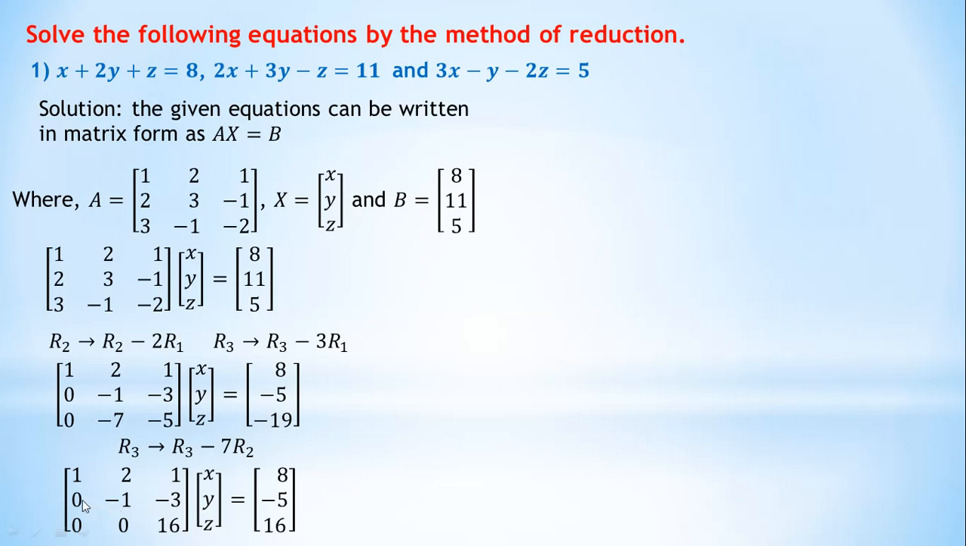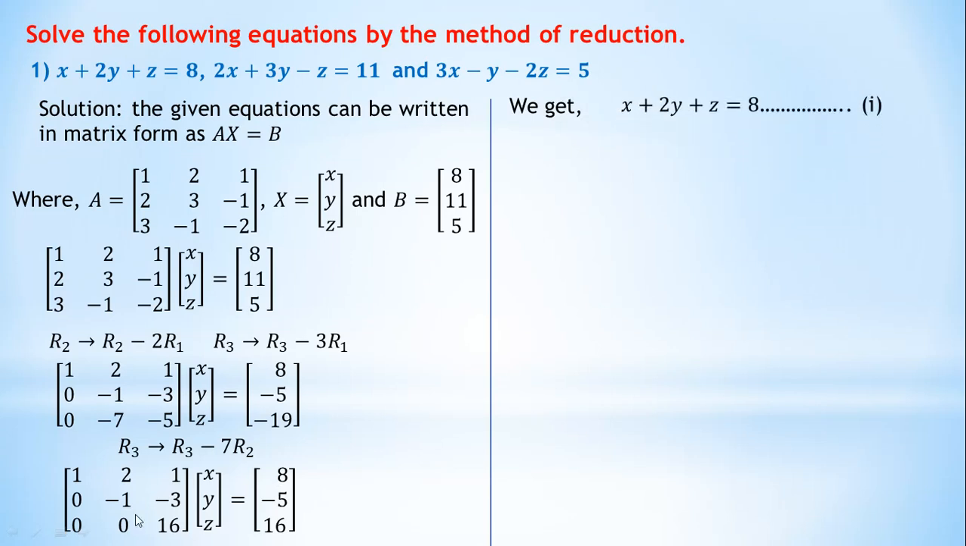So this is the upper triangular matrix. Okay, after getting these zeros, we convert this original matrix into an upper triangular matrix. Now if you rewrite this matrix form into the regular form of the equation, what will you get? First equation, if you multiply the first row into the first column, you will get x plus 2y plus z is equal to 8 as the first equation.